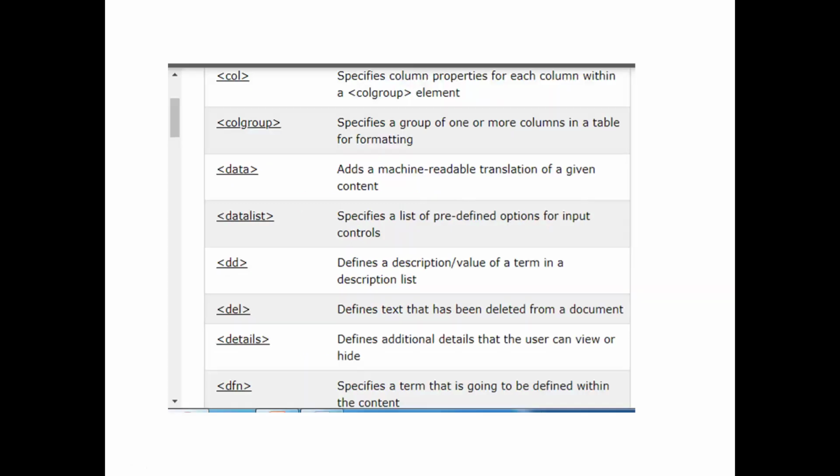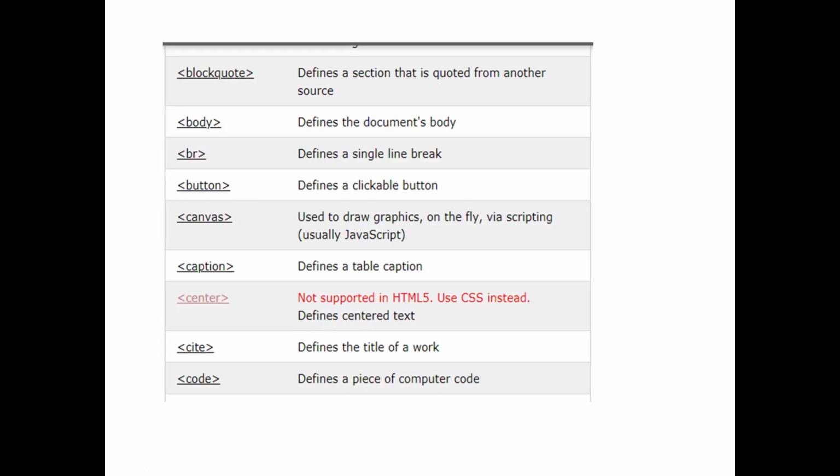Next one is the button tag. This is used in order to create a button, and whenever we click on the button, a certain action will be performed. Next element is canvas. This is used to draw certain graphics. Generally, this canvas will be used in JavaScript applications. Next element is caption. If we want to define any heading for a particular table, we can use caption. And next element is center. This is used to display the content in the center of the web page.